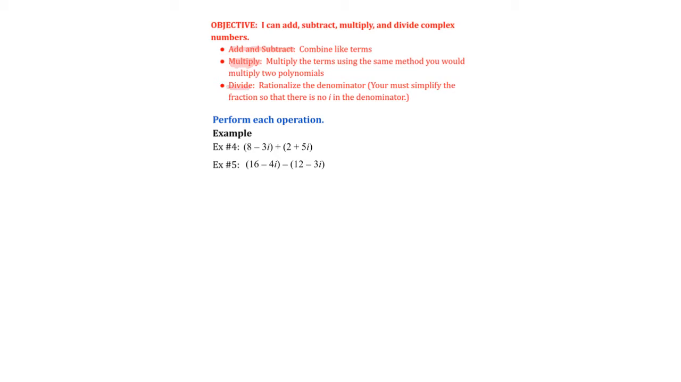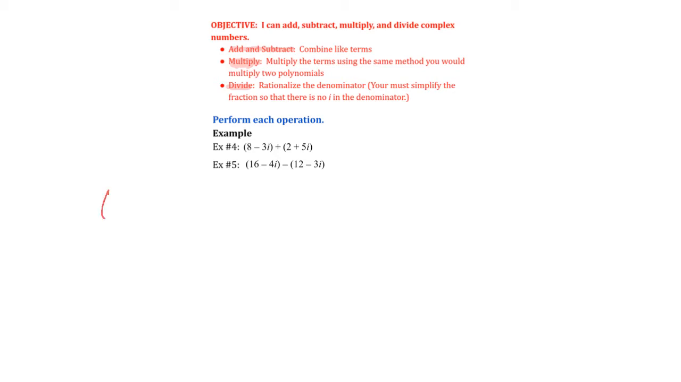Dividing is a little bit more challenging. You're going to work on rationalizing the denominator. And what that means is you can have no i left in the denominator. i represents a square root. And when we are reviewing our radicals, we know that we can't leave a root in the bottom. All right, let's give these a shot.